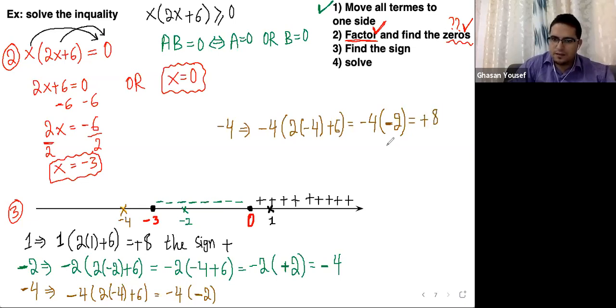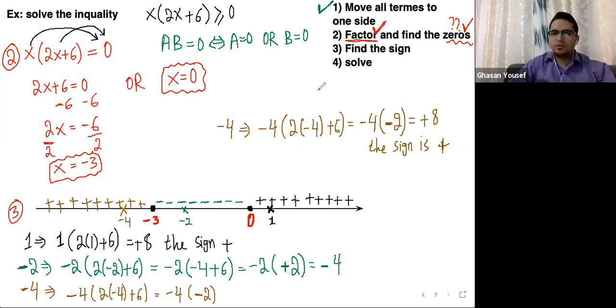What is the sign? What is the sign here? It's positive. The sign for this one is positive. So here I get positive, positive, positive, positive. This is correct.